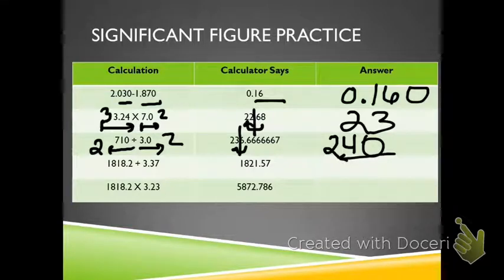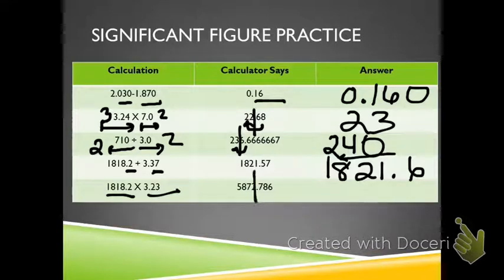In the next one, it is addition. I have 1 decimal here, 2 decimals here. That means I can only have 1 in my answer. My answer will become 1821.6. The last one is now multiplication. 5 sig figs, 3 sig figs. That means I can only have 3. I'm going to keep the 5, the 8, the 7, chop it off. It's not 587. Remember, add that 0 to hold the value of the number.